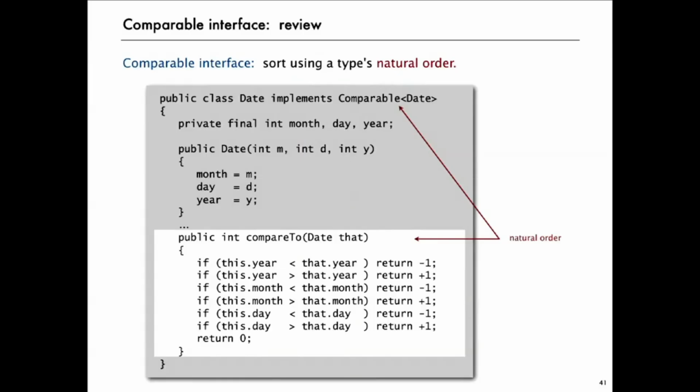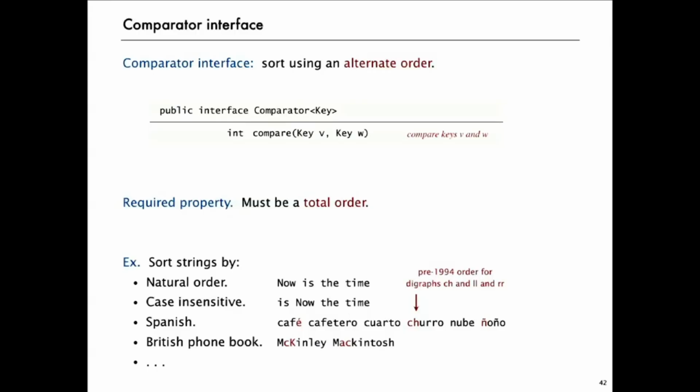Now, we used before, in order to be able to implement sorts that can sort any type of data, Java's comparable interface. And the concept is that there's some natural ordering of the data that you'll want to use most of the time. That's what the comparable interface is all about. But there's a different interface called the comparator interface, which is a way to help us sort using some alternate order or many different orders on the same data.